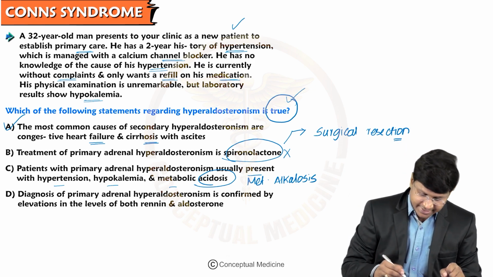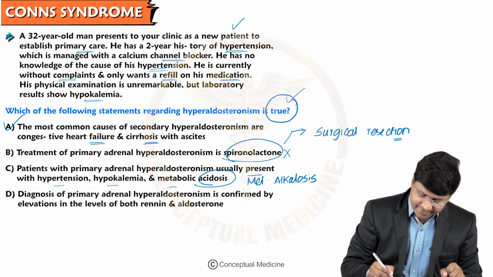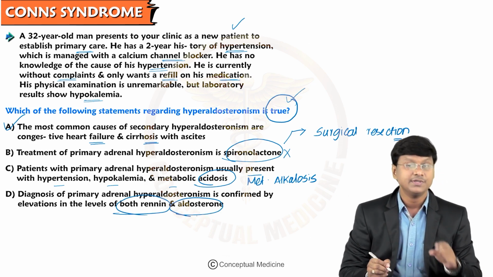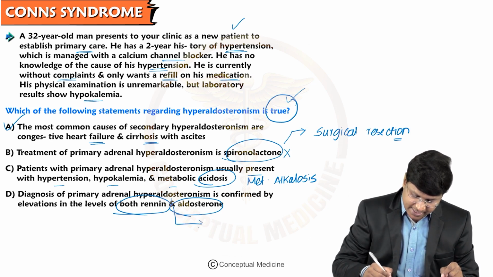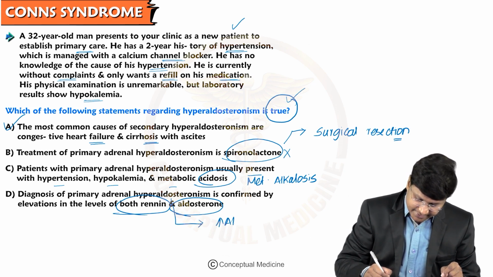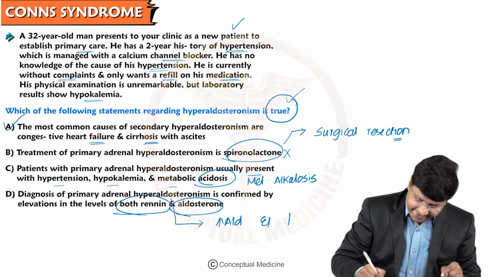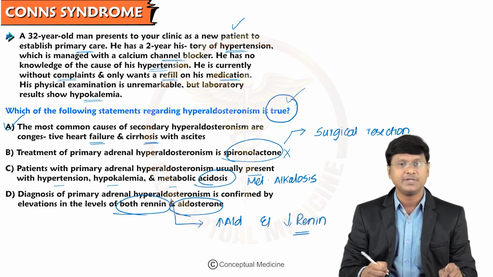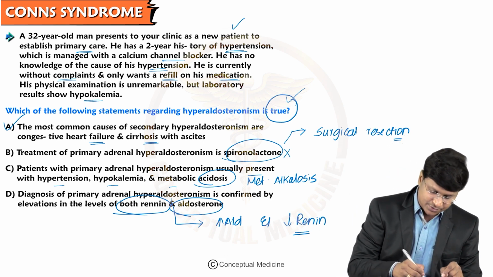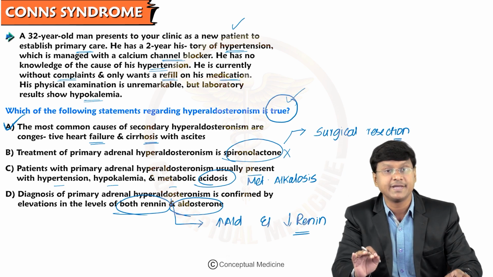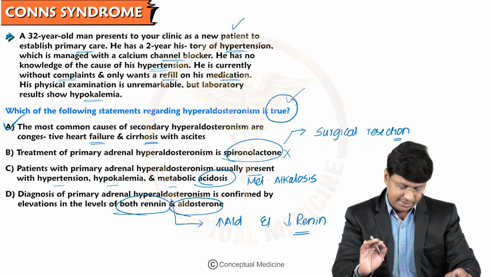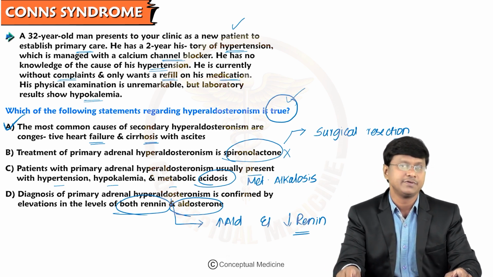Next, diagnosis of primary adrenal hyperaldosteronism is confirmed by elevation in the levels of both renin and aldosterone. Remember, in primary adrenal hyperaldosteronism, what did I tell you? Aldosterone levels will be high, but renin levels will be low. So, the correct answer to this question is the first option. That is, the most common cause of secondary hyperaldosteronism is heart failure and cirrhosis of liver.